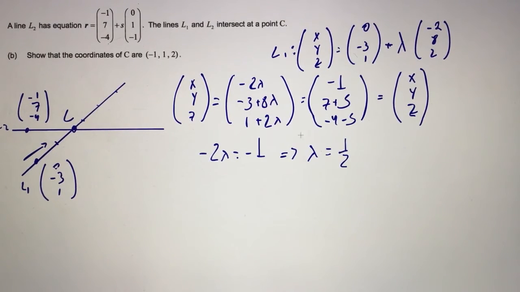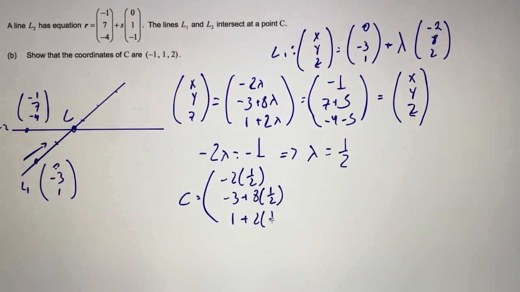So all I have to do now is substitute lambda for half where I have lambda, which is line L1, and I'll find my point of intersection C. So I can say C is going to be found by substituting lambda for half in all coordinates. So it'll be -2 times half, which is just -1, -3 plus 8 times half, which is -3 plus 4, that is 1, and 1 plus 2 times half, which is 1 plus 1, that is 2. That's my point C right here.